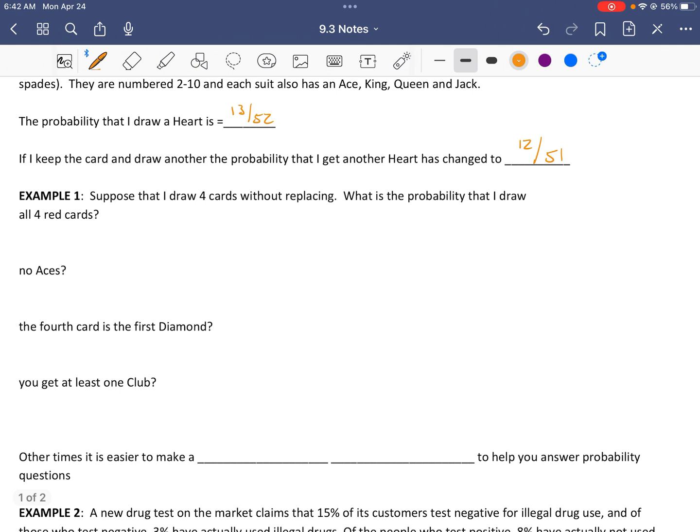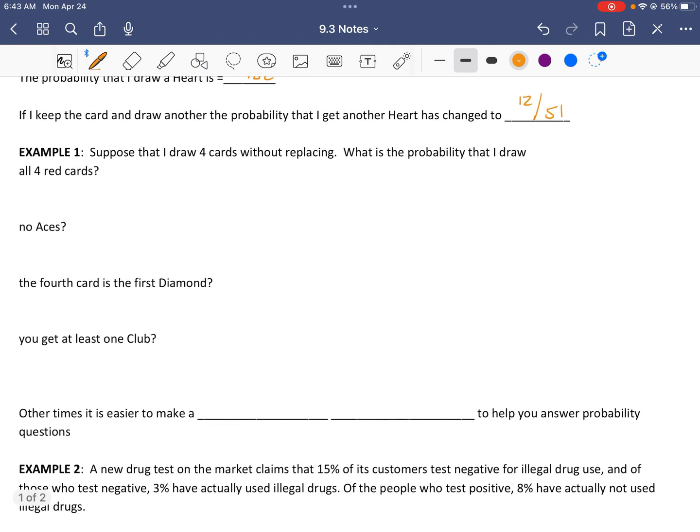Example 1. Suppose that I draw 4 cards without replacing. What is the probability that I draw all 4 red cards? So red, red, red, red. Well, first red card, 13 out of 52. Do not replace it, 12 out of 51. Second card's red, 11 out of 50. Third card's red, and finally 10 out of 49. Fourth card's red. Calculator: 0.0026 or 0.26%.